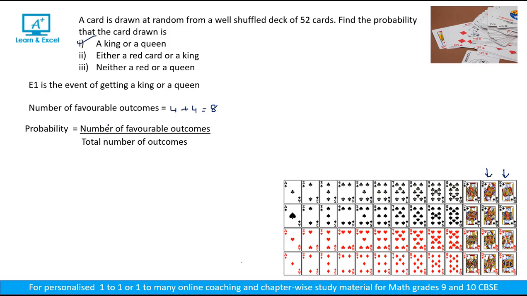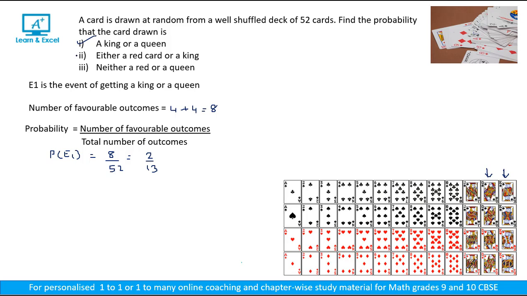Probability we already know as the number of favorable outcomes upon total number of outcomes. So the probability that the event E1 is happening is 8 upon the total number of outcomes, 52. Simplifying, we get this as 2 by 13.